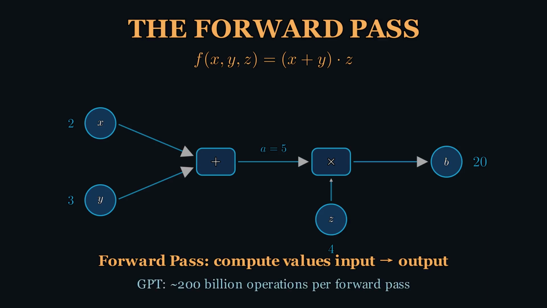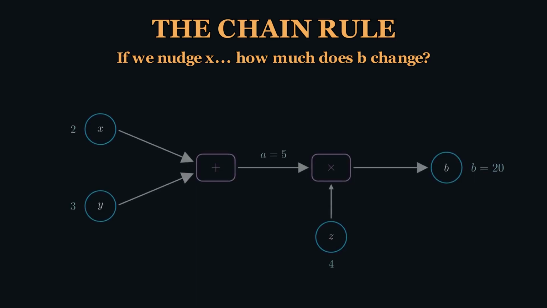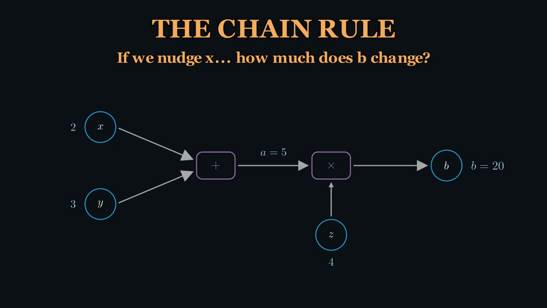A single forward pass through GPT involves roughly 200 billion of these tiny operations, but every single one follows the same pattern we just saw. Now comes the key question. If we nudge x by a tiny amount, how much does the final output b change? Let's look at our graph again, with all the forward values in place. We can answer this by asking each node a simpler question. How sensitive is your output to your input?